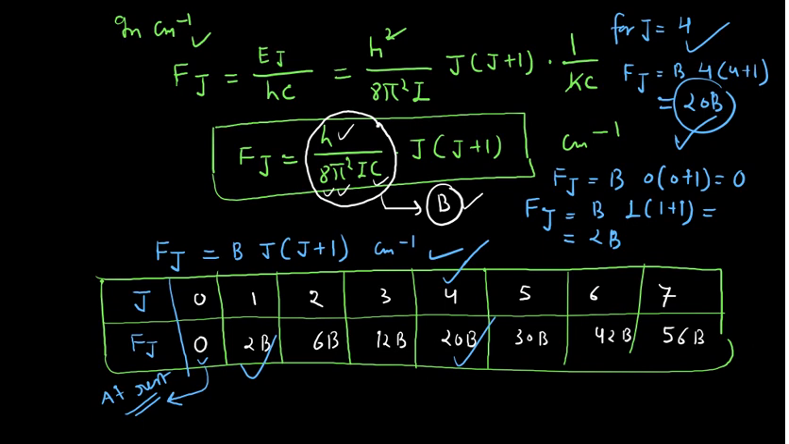Okay, and at J equals to 1, at this situation, this is actually equal to 2B. J equals to 1, it is equal to 2B. That means it is the lowest angular momentum. Similarly, you can calculate for any J value, but the important thing is that, listen carefully to what I am trying to explain here.